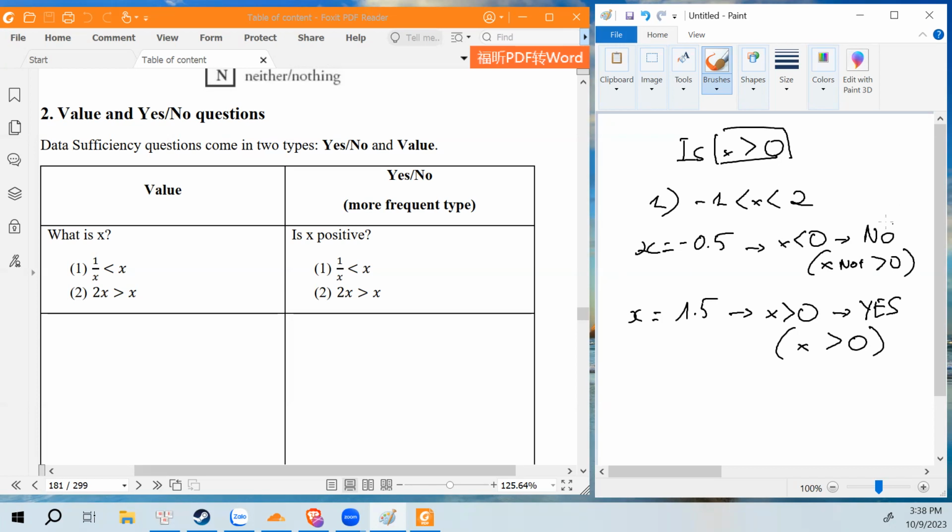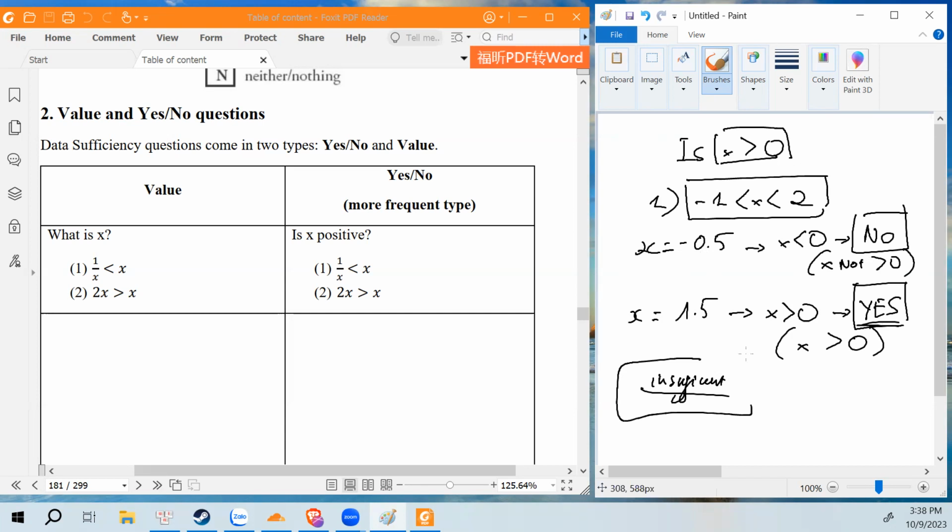Now, because we have both the no answer and the yes answer for the values of x in this range, this statement becomes insufficient. The answer is no longer always yes or always no. It becomes maybe now. Maybe if x is -0.5, the answer is no. But if it's 1.5, the answer is yes. So because it could be yes, could be no, it is maybe, it becomes insufficient.